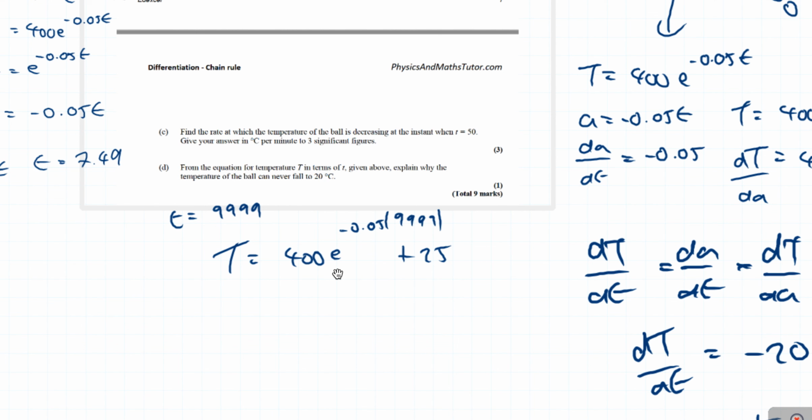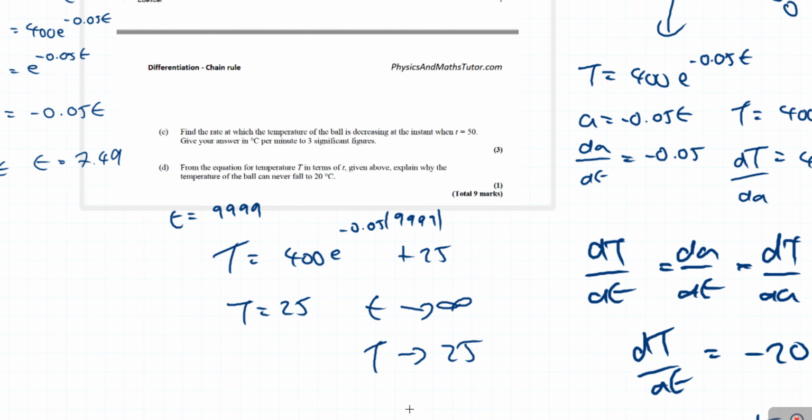So the reason why I'm picking a big number is because it's saying it can never reach that, so that implies that the time is very, very large. So just pick a very large t, and plugging it in, we get big T is equal to 25. So therefore, we can state that as t goes to infinity, so as t gets really, really large, T will tend to 25. And that's your answer.